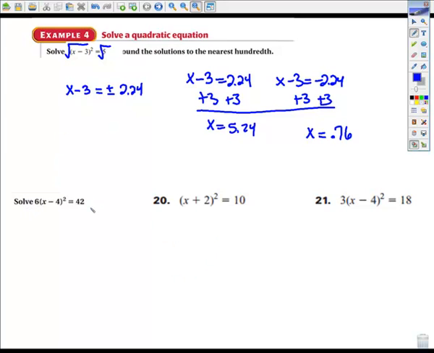So this next one is a little bit different because before I can unsquare it, I have to divide by 6. So now I have x minus 4 squared equals 7. Take it through the same process, square root both sides. That releases the squaring and equals positive and negative square root of 7, which is 2.65.